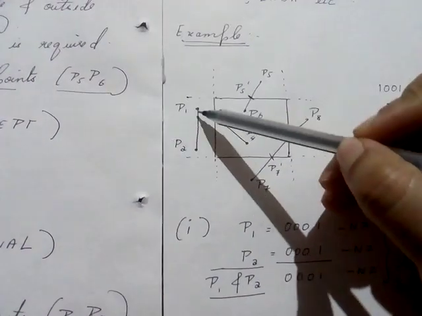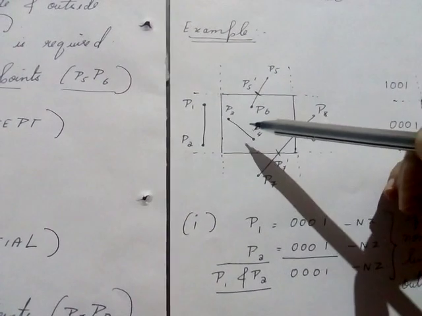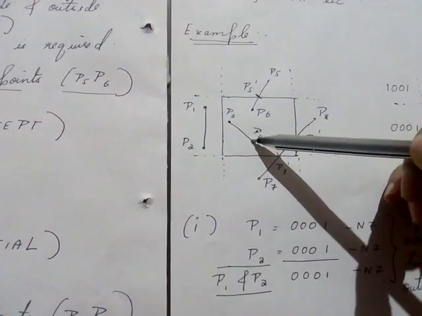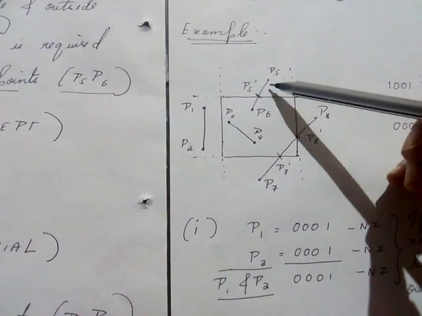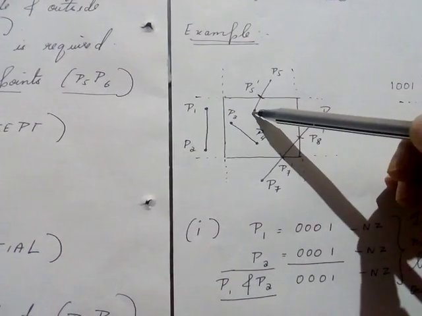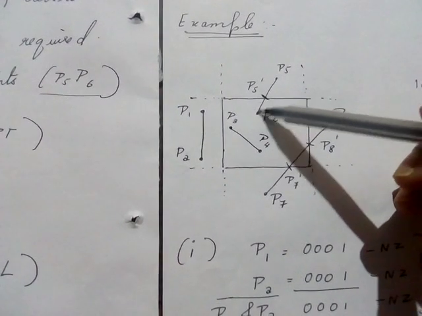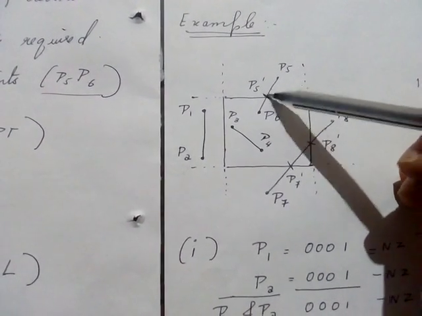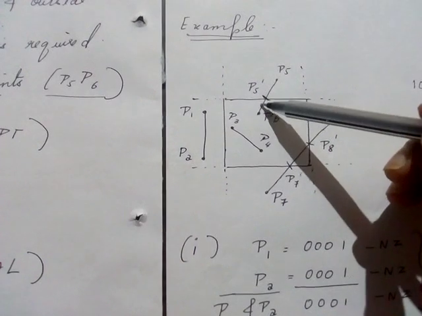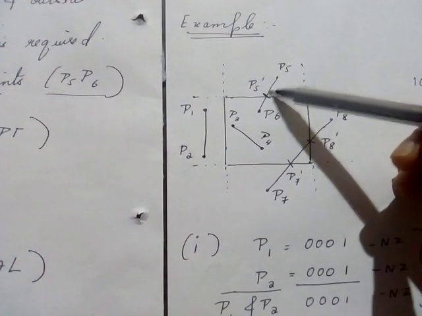So we saw that P1, P2 is outside, we have to reject it. P3, P4 is inside, we can accept it. Now this is the line P5 to P6. What is happening in this line is, this portion is inside the window and this portion is outside the window. That means only this has to be accepted and this has to be rejected.